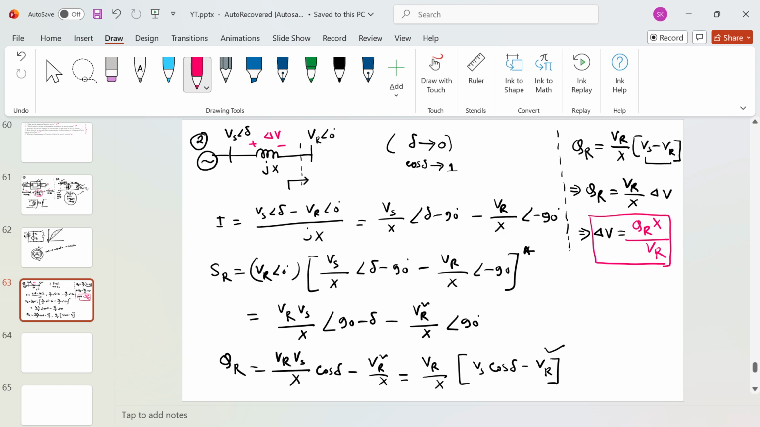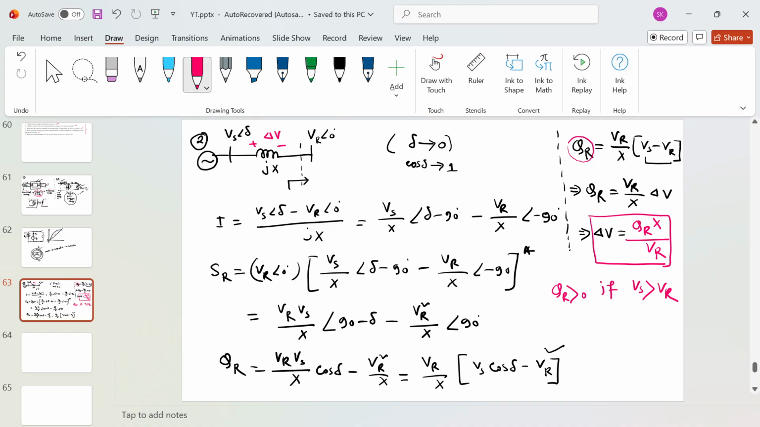And from here you can also see the reactive power flow: this QR will be greater than 0 only if the magnitude of Vs is greater than Vr. So to have reactive power flow from the source to the receiving end, you must have the sending end voltage higher than the receiving end voltage. Then only will you have reactive power flow from the sending end to the receiving end.